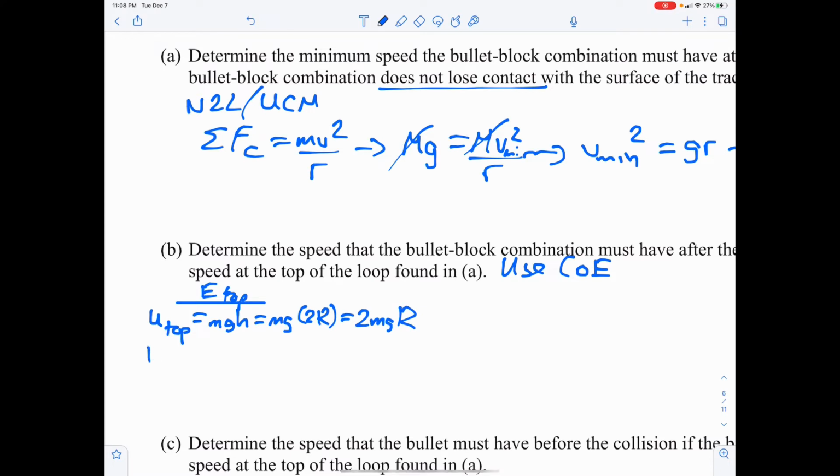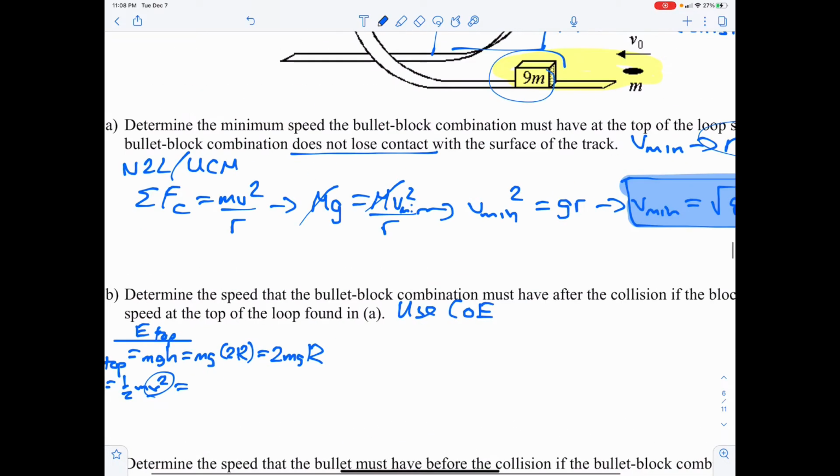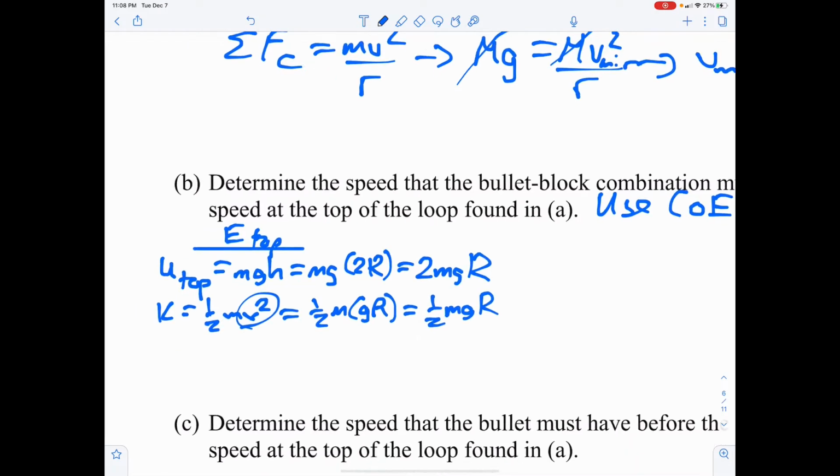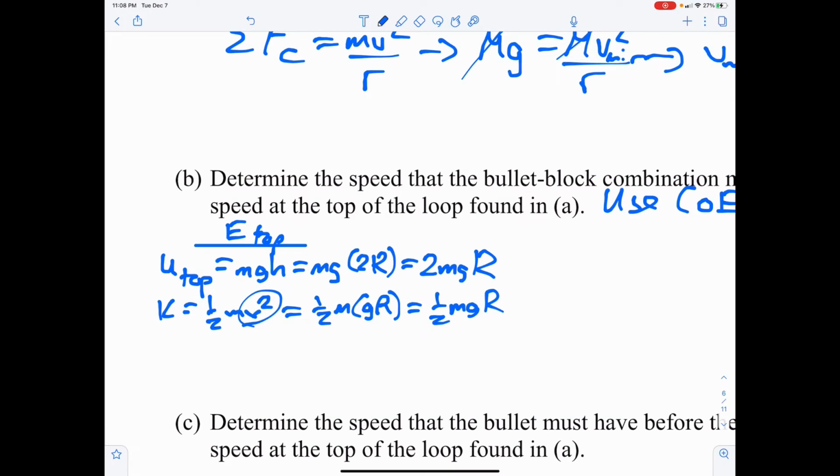The kinetic energy is 1/2 mv squared. Now, I'm going to substitute for v squared. v squared is gr. So this is 1/2 times mass times gr, or 1/2 mgr. So the total energy at the top would be 5/2 mgr, 2.5 mgr. Okay, so we've got that part.